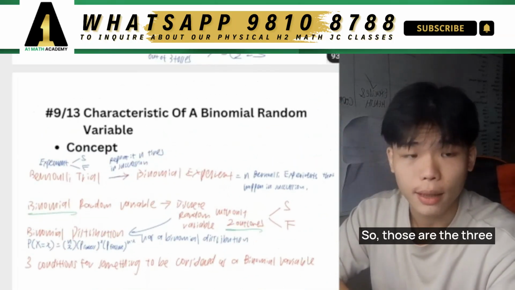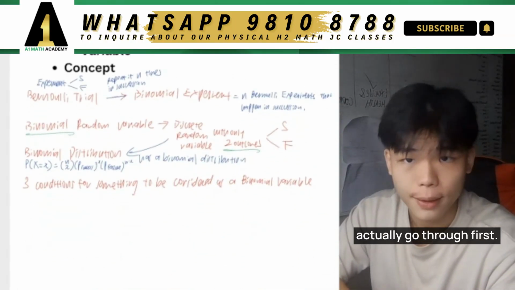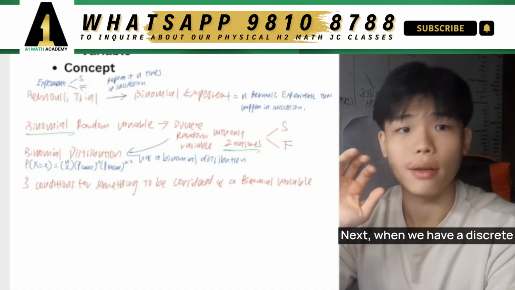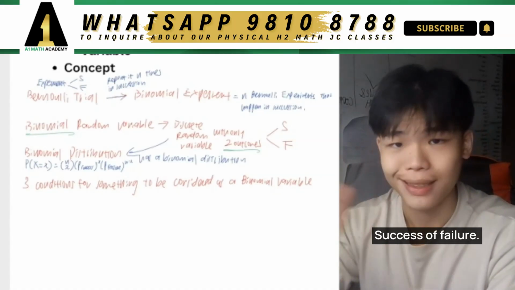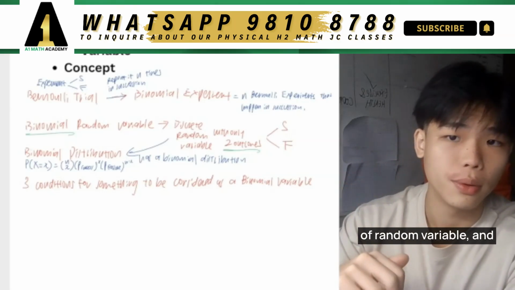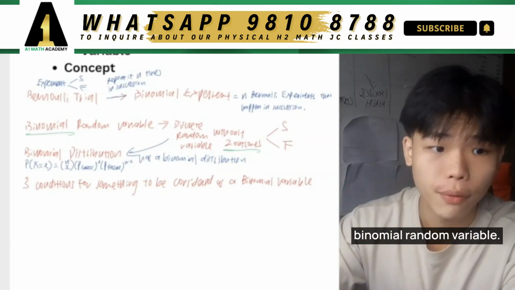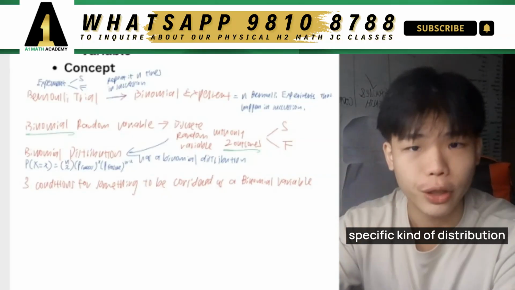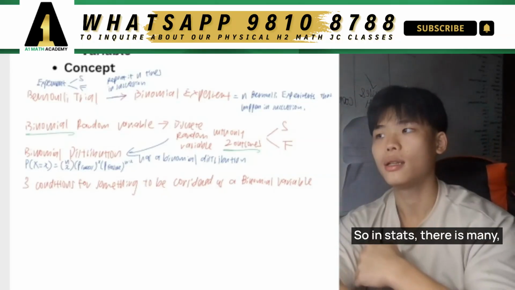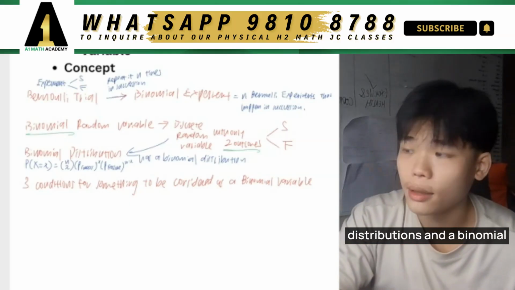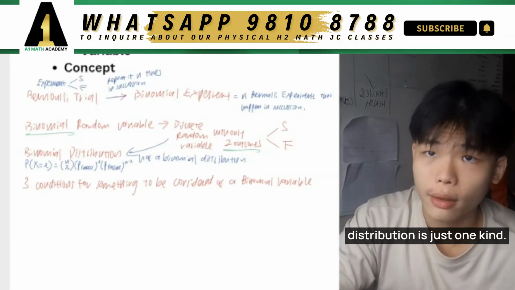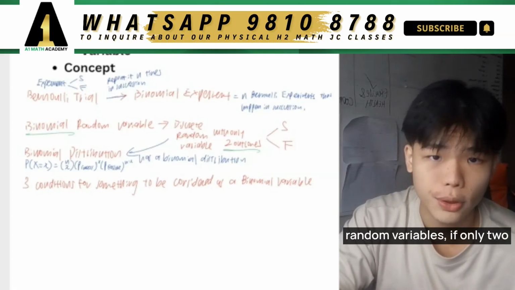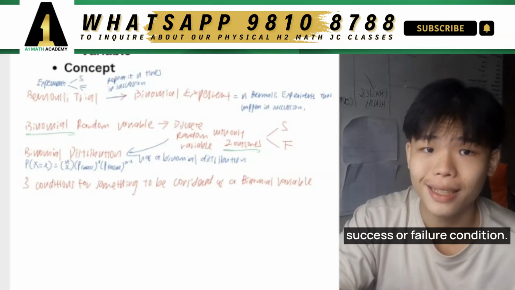So those are the three important things to go through first. A Bernoulli trial, when we repeat n number of times, we get a binomial experiment. Next, when we have a discrete random variable and it only has two possible outcomes, success or failure, it's a very specific kind of random variable, and that is called the binomial random variable. Next, a binomial distribution is a specific kind of distribution that a binomial random variable will have. There are many different kinds of distributions, and a binomial distribution is just one kind. What makes it special is that it only applies to discrete random variables with only two outcomes, a success or failure condition.